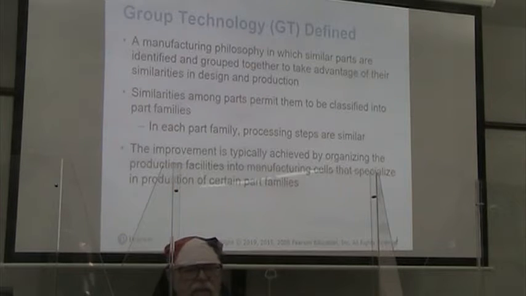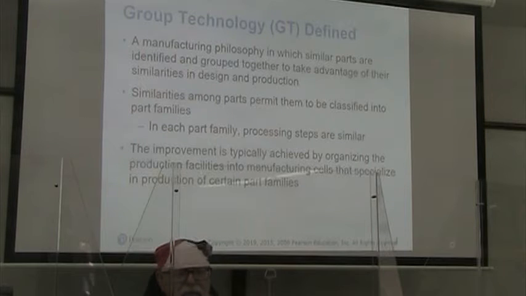So we define group technology as a manufacturing philosophy in which similar parts are identified and grouped together to take advantage of their similarities in design and production. Similarities among parts permit them to be classified into part families, and in each part family, processing steps are similar. The improvement is typically achieved by organizing the production facilities into manufacturing cells that specialize in production of certain part families.